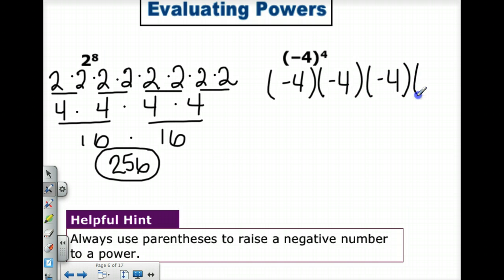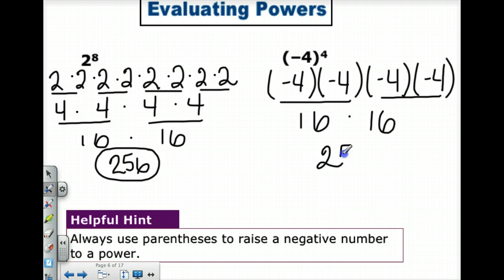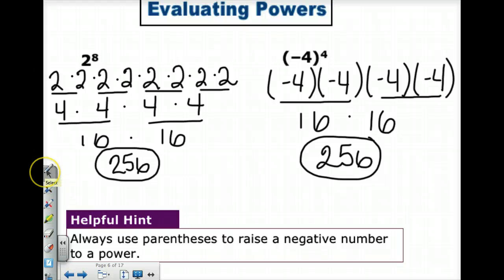Our last problem on this slide, we have -4 times itself 4 times. A negative times a negative makes a +16. Negative times a negative makes, again, a +16. And 16 times 16, hey, we were just here, 256. Nice work.